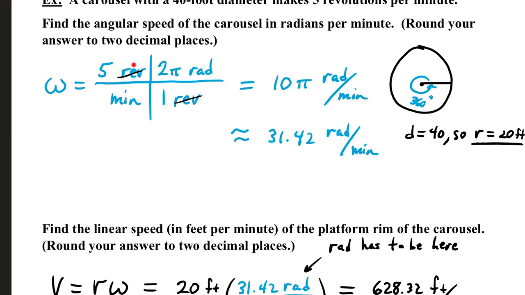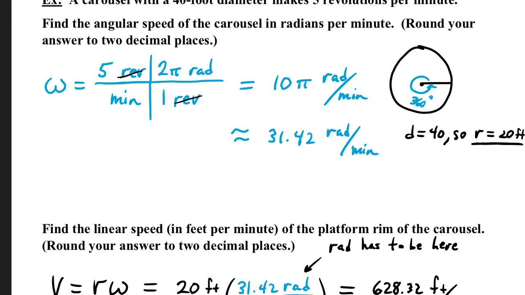5 revolutions. Remember, a revolution is 360 degrees, which is also 2 pi radians. 5 revolutions per minute converted to radians per minute. We're going to say that 1 revolution is equal to 2 pi radians. So that gives us 10 pi radians per minute, which is approximately 31.42 radians per minute.